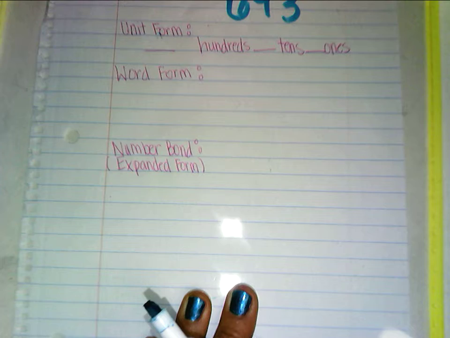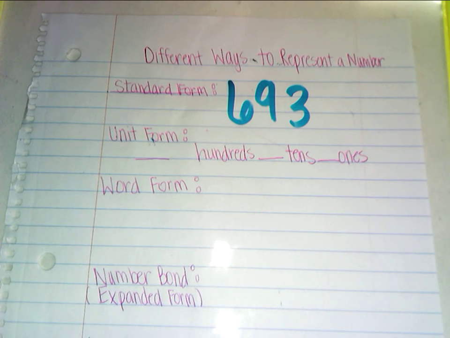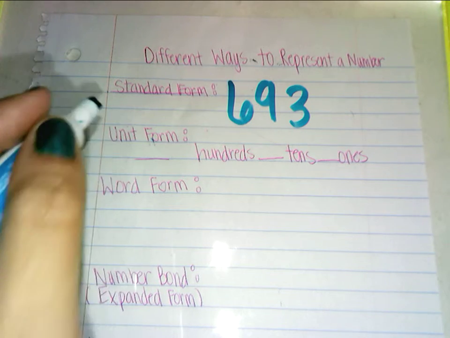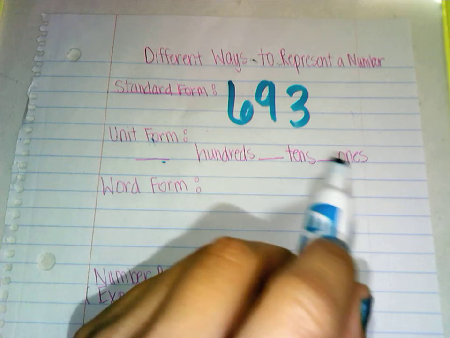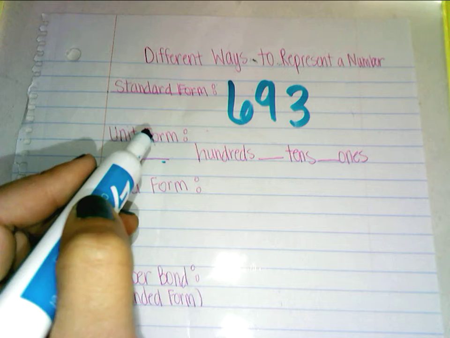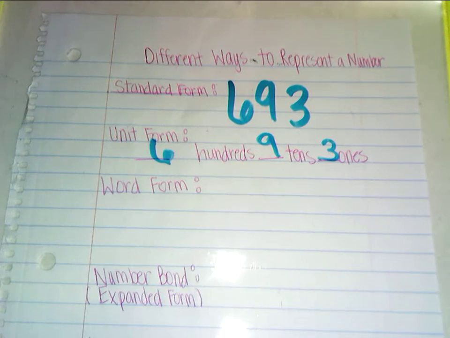Let's say I have the number 693. Okay? 693 is the number I'm going to represent. So remember, let's start with the unit form. The unit form is how many units you have for each different group. So I have blank hundreds, blank tens, blank ones. Think, what would I write in each blank spot? Think to yourself. So if you said 6 hundreds, 9 tens, 3 ones, you are correct.